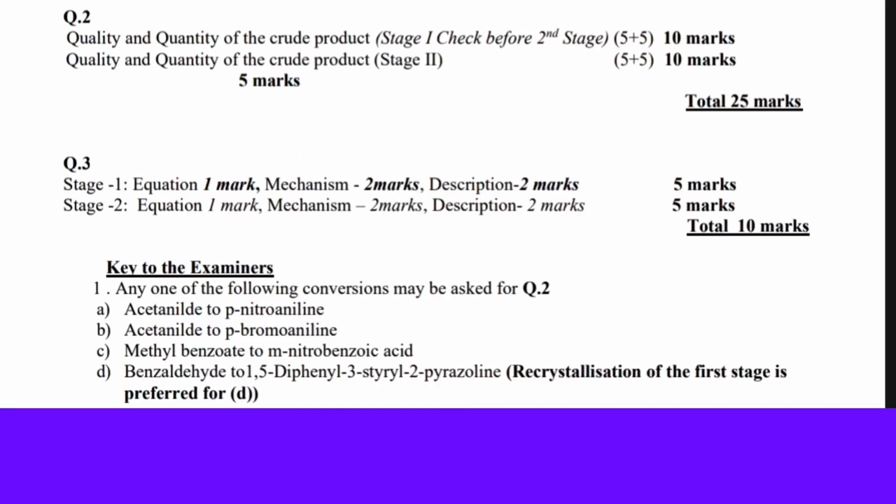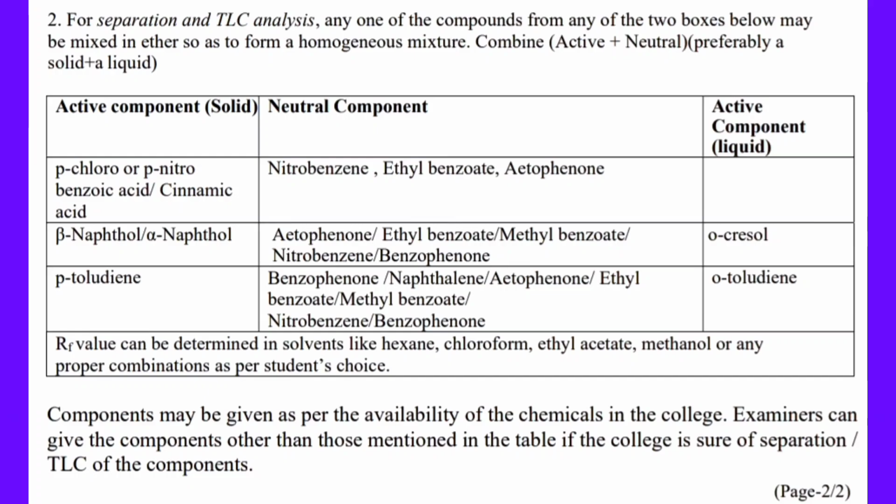Next question is writing the procedure. You need to write the procedure for any preparation asked by the external examiners. You'll need to include: Stage 1, equation carries 1 mark, mechanism carries 2 marks, description carries 2 marks. Stage 2, equation carries 1 mark, mechanism carries 2 marks, description carries 2 marks. So total 10 marks. For separation and TLC analysis, any one of the compounds from any of the 2 boxes below may be mixed in ether so as to form a homogeneous mixture.